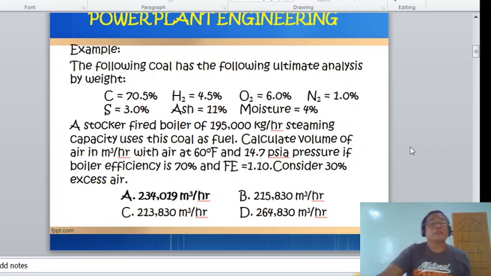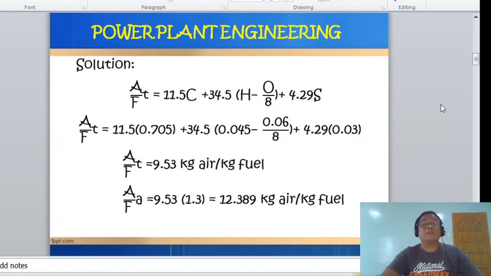Okay. So, calculate the volume of air in cubic meter per hour. We have here the options, class: for A, that is 234,019 cubic meter per hour; for B, 215,830 cubic meter per hour; C is 213,830 cubic meter per hour; and D, 264,830 cubic meter per hour. Okay, so here is now, class, the solution.